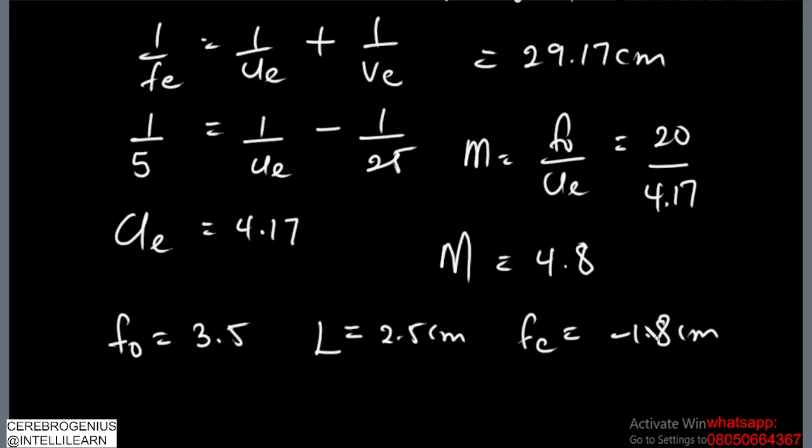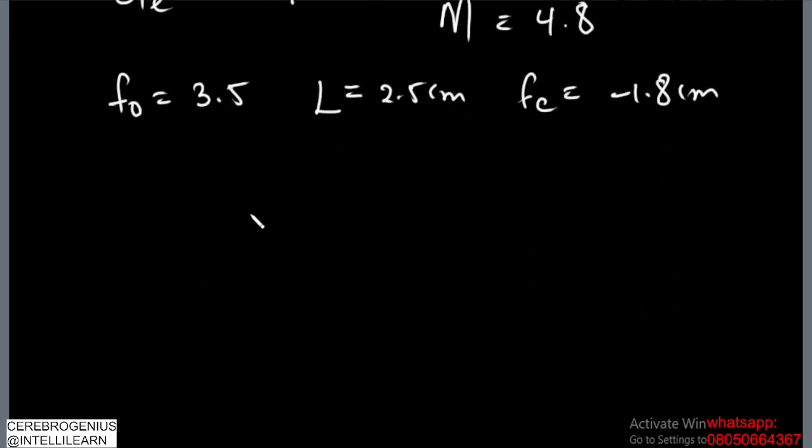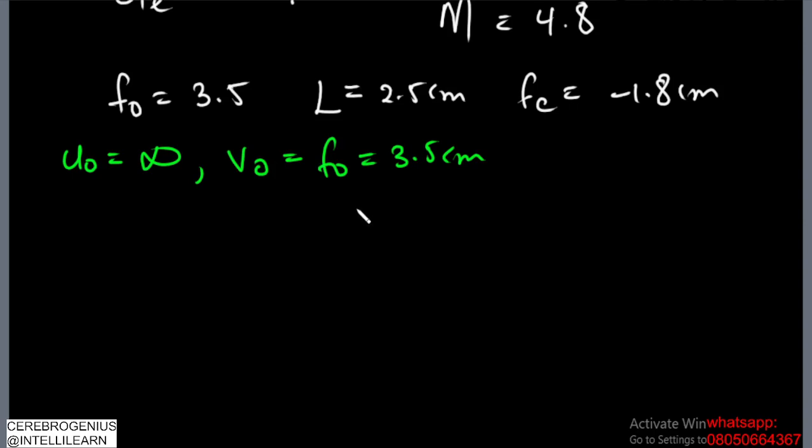So what are we going to do? Locate the image of a very distant object. So that means that the object distance from the objective is infinity. So automatically the image distance from the objective will be f naught. Don't forget that will be 3.5 centimeter because it's going to form at its focus, right? Now look at this. So the image is forming at 3.5 centimeters, right?